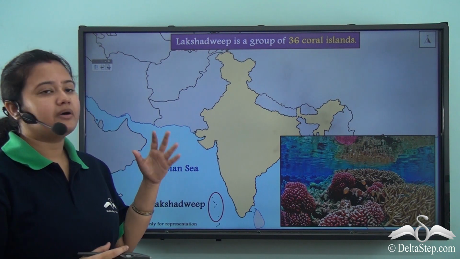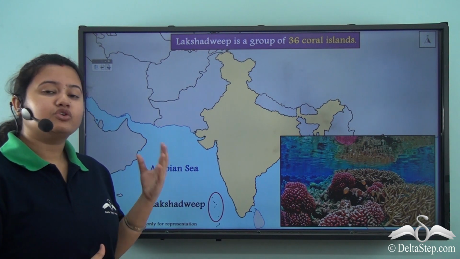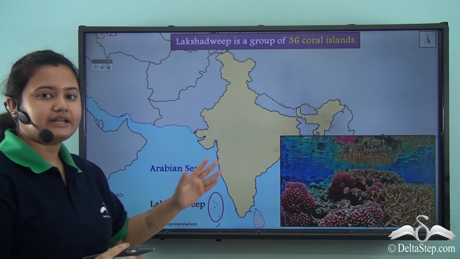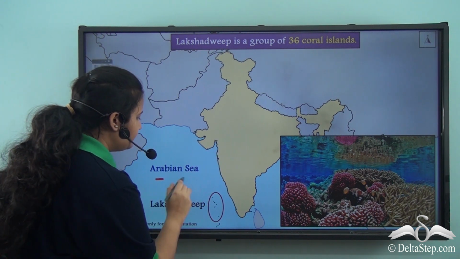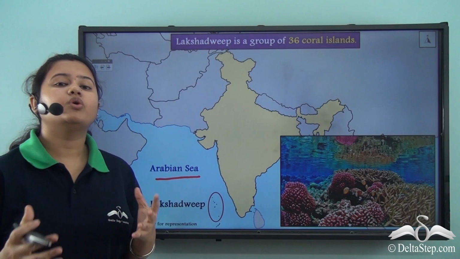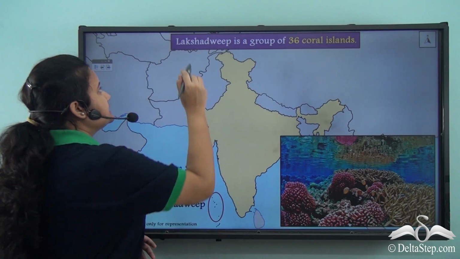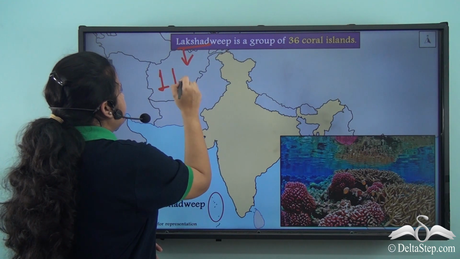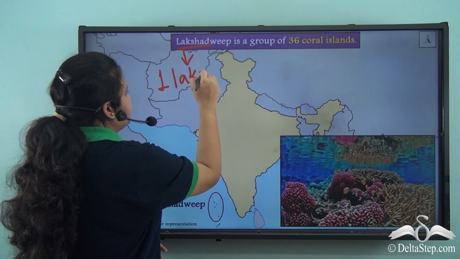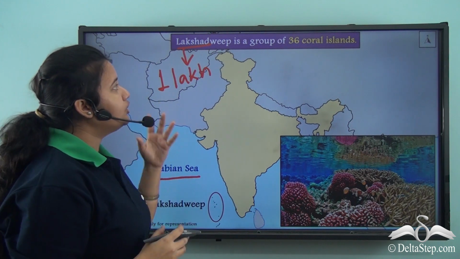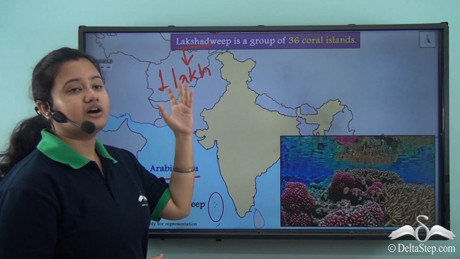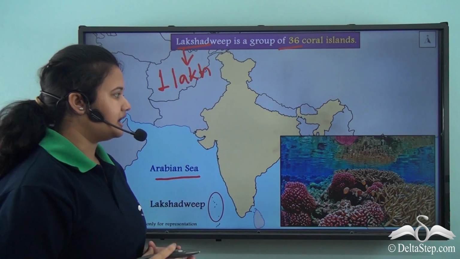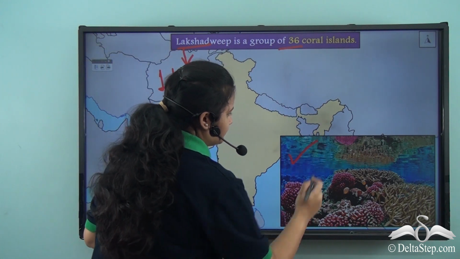Well, talking about Lakshadweep, it's a group of islands that lie to the west of mainland India amidst the Arabian Sea. Now, the word Lakshadweep means 1 lakh islands. It is called so because it is a group of 36 islands, and these islands are of coral origin.